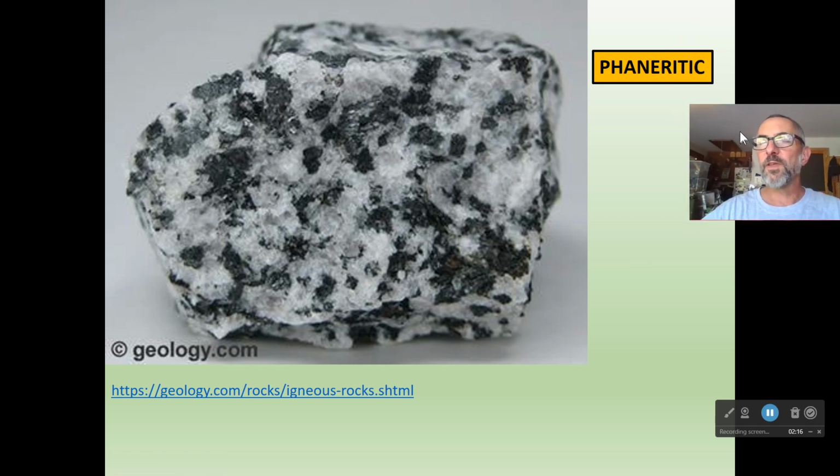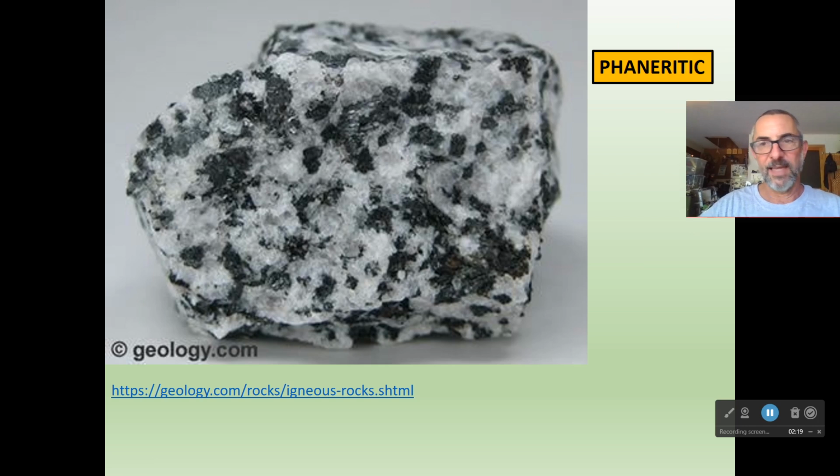So we'll start with the texture phaneritic. Phaneritic means large-grained, coarse-grained. Phaneritic is the type of texture that intrusive rocks have. Slow cooling leads to large grains. So when you are looking at an unknown igneous rock, and if you're going to decide to call it phaneritic, here's some things to think about.